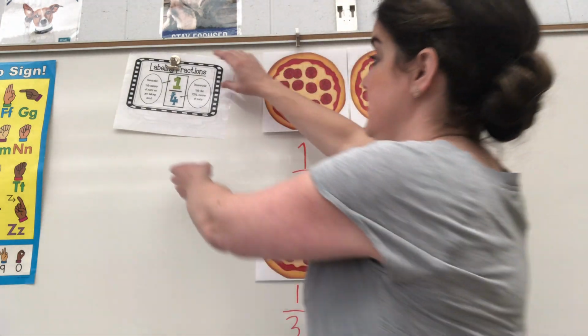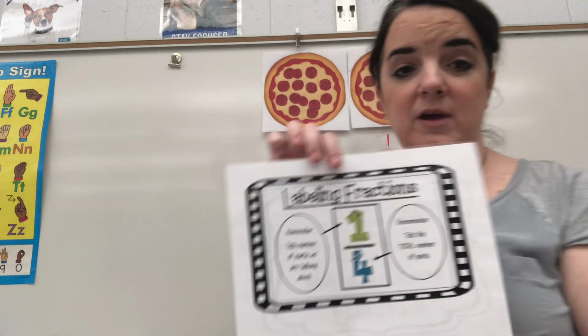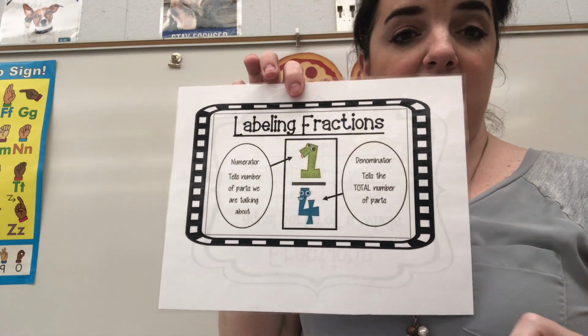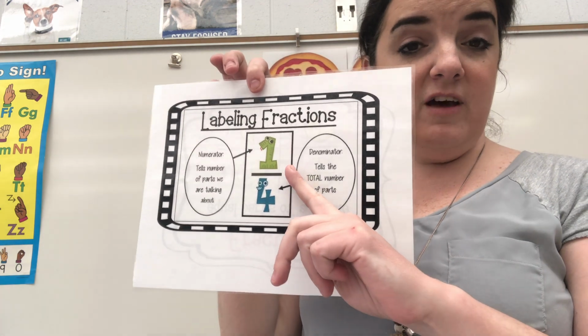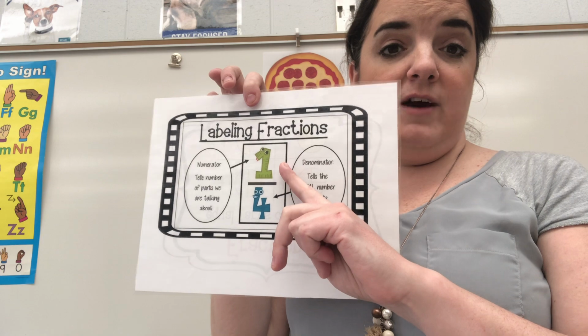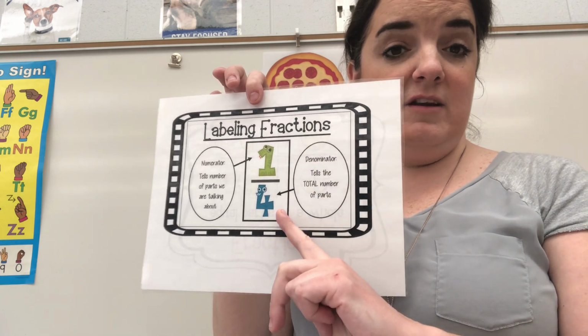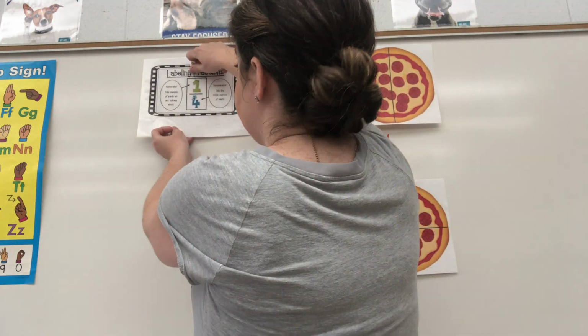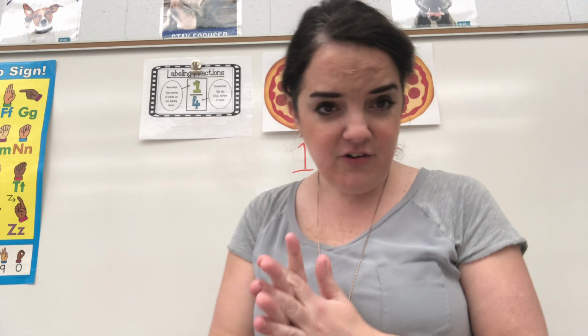Now, once again, let's go back through this. We have our 2 numbers, the numerator and the denominator. Remember, the numerator tells us the number of parts that the fraction is talking about. And then the denominator, the bottom number, tells us the total number of parts. All right, so I hope that makes sense to you.